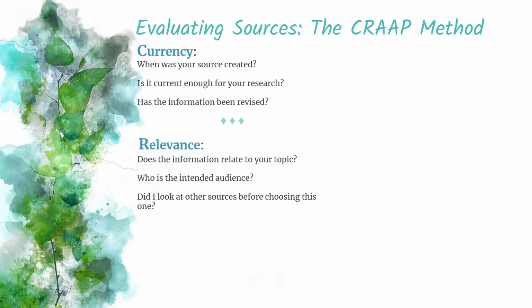The R in the CRAP method stands for relevance. Does the information relate to your topic? Who's the intended audience? Did you look at other sources before choosing this one? You don't want to find a source that only kind of quasi relates to what you're trying to say and supporting your arguments. You want to make sure that it's the best source for your research.